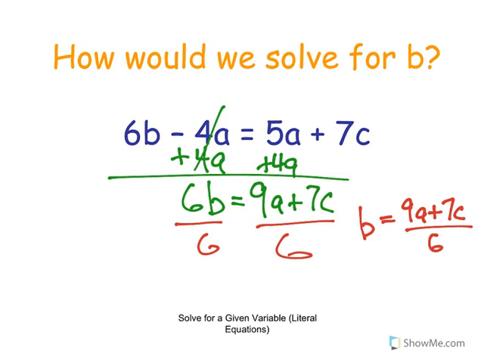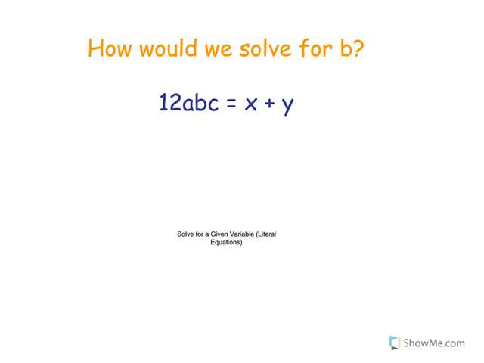Can I simplify the 9 and the 6 by dividing by 3? I suppose, right? In other words, but then I'd have to divide the 7 by 6. So that would give me 3 halves a plus 7 sixths c. I don't think anyone really wants to mess with that, so I would just leave this one as is.